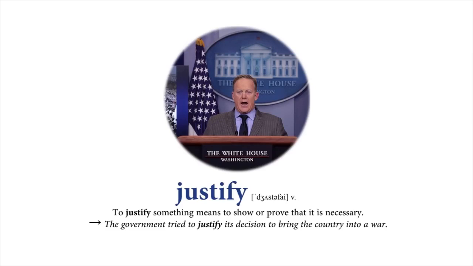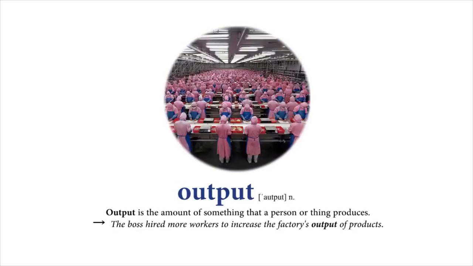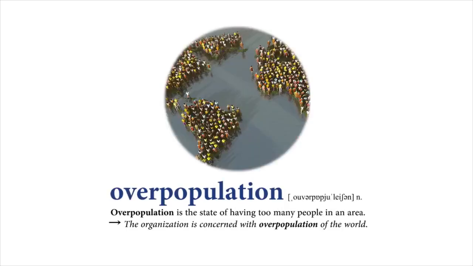Justify. To justify something means to show or prove that it is necessary. The government tried to justify its decision to bring the country into a war. Output. Output is the amount of something that a person or thing produces. The boss hired more workers to increase the factory's output of products. Overpopulation. Overpopulation is the state of having too many people in an area. The organization is concerned with overpopulation of the world.